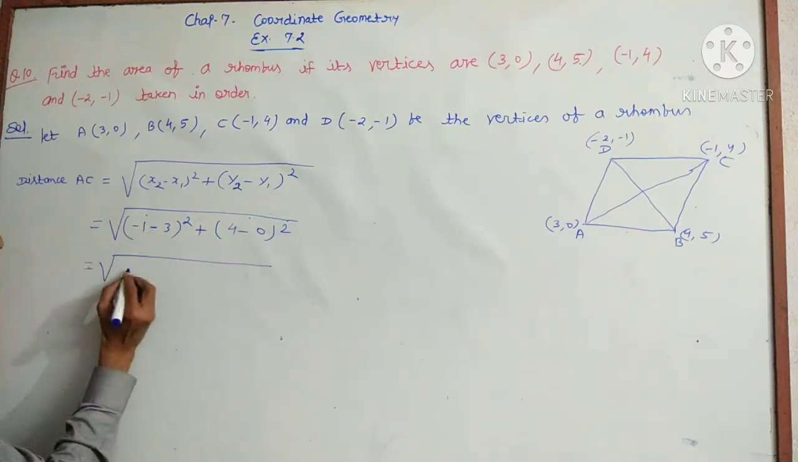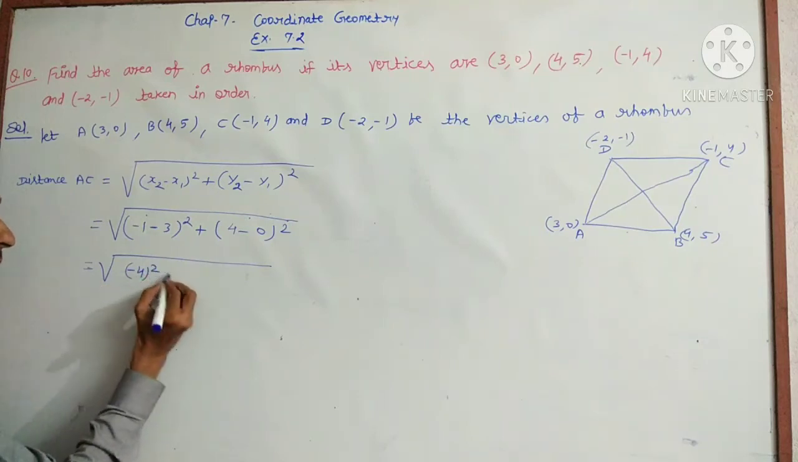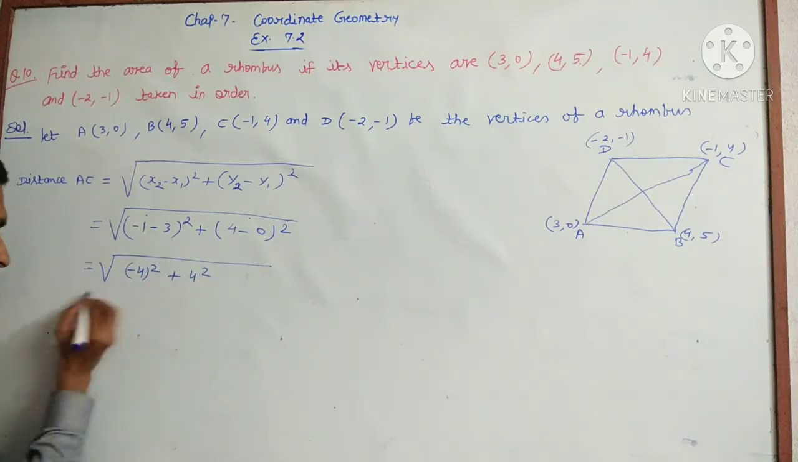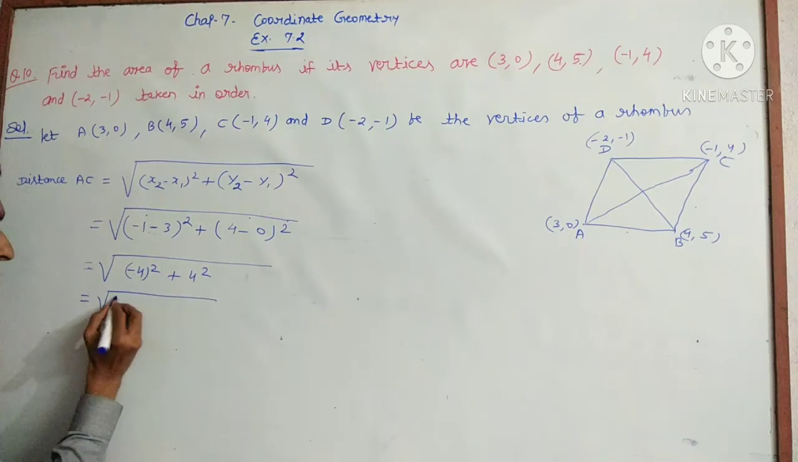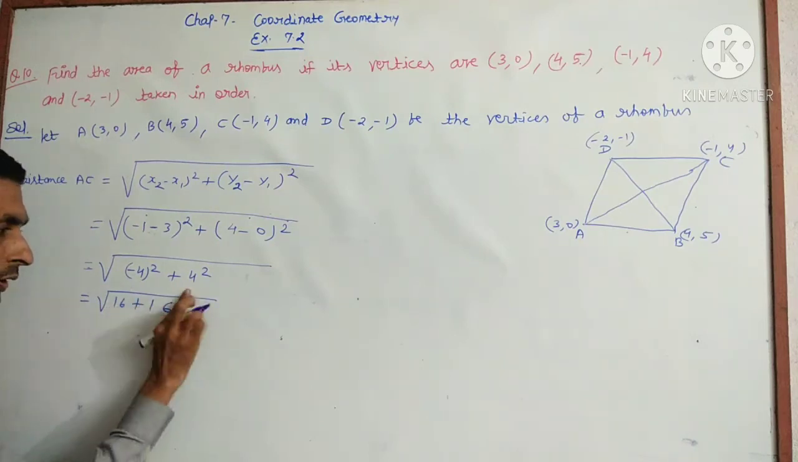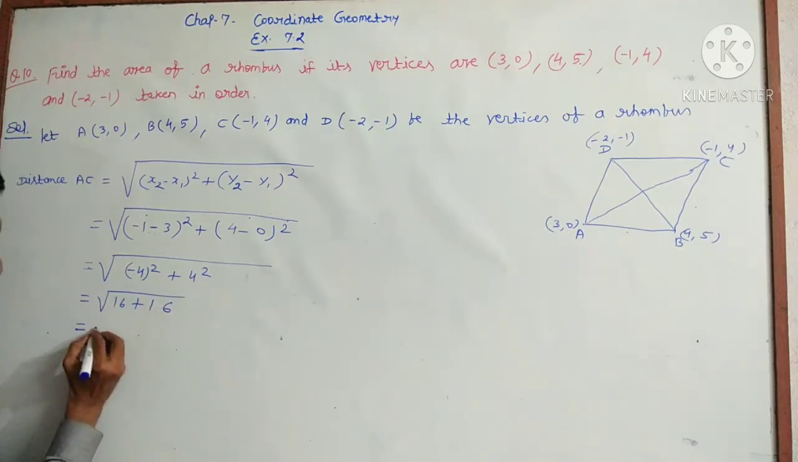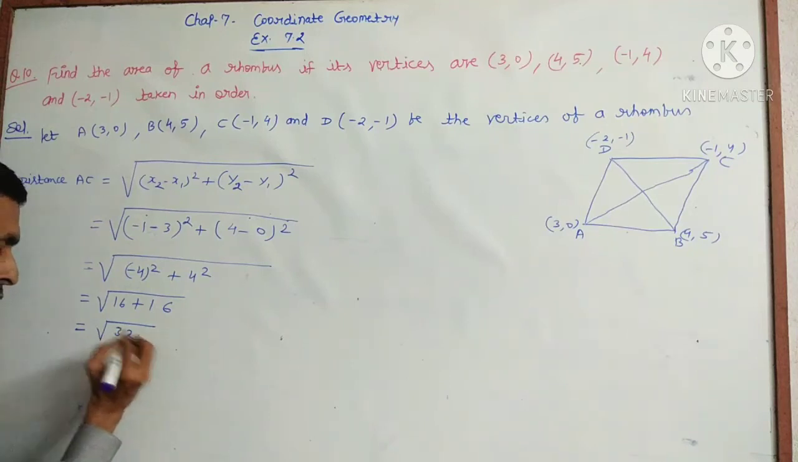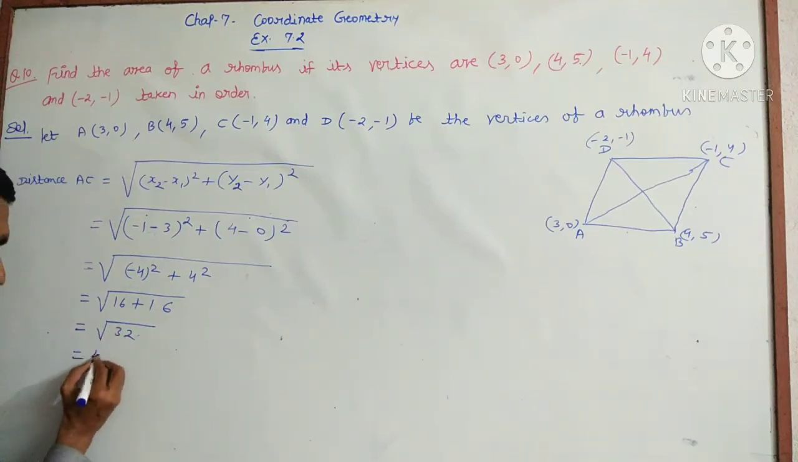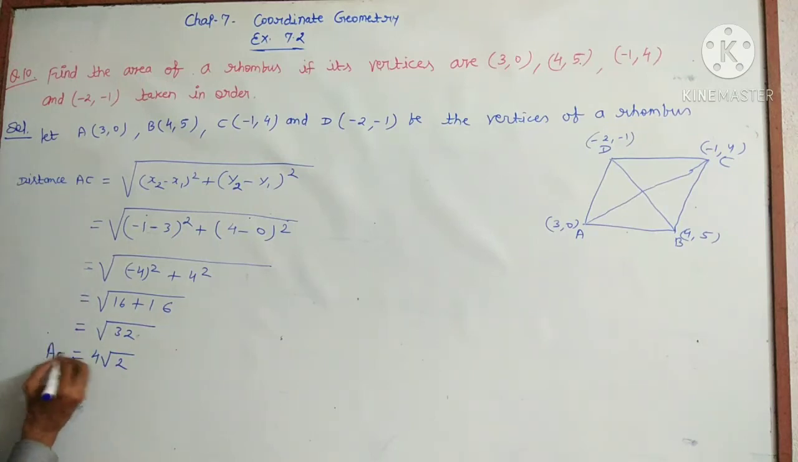Minus 1 minus 3 is minus 4, whole square, and plus 4 square. That means 4 fours are 16 and 4 fours are 16. 16 plus 16 is 32. 2 twos are 4, 4. So 4 root 2, the value of AC.